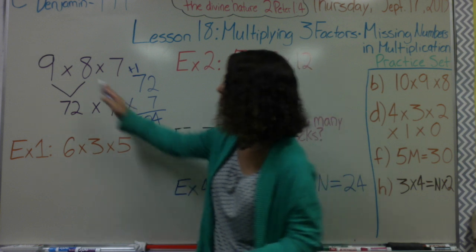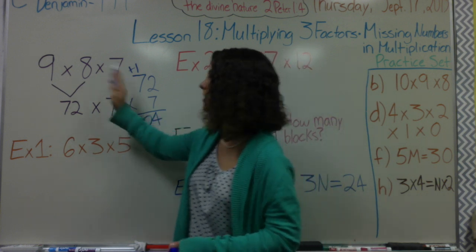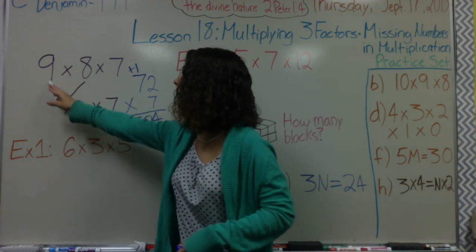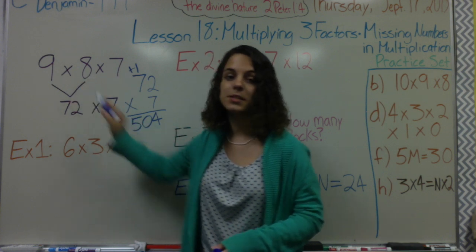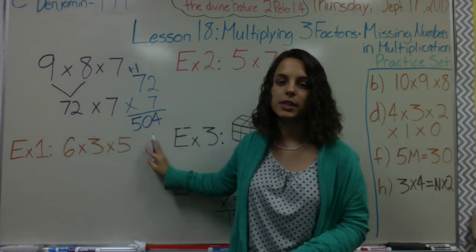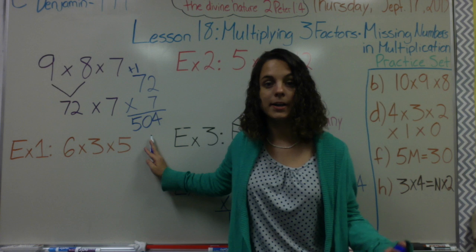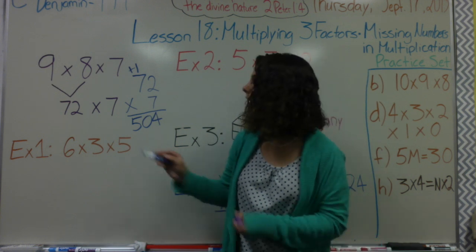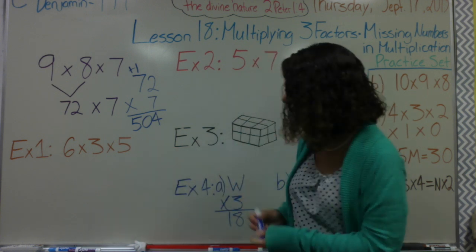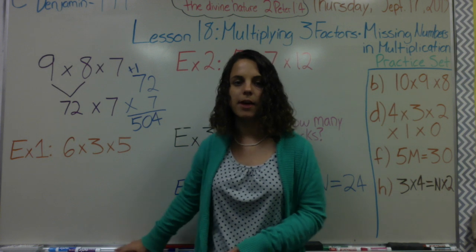If I were to start with 8 times 7 and do 56 times 9, or 9 times 7 and do 63 times 8, my answer will still be the same because that's what the commutative property of multiplication says. So we're going to go ahead and start with example 1. I would like you to go ahead and try it in your spirals first.